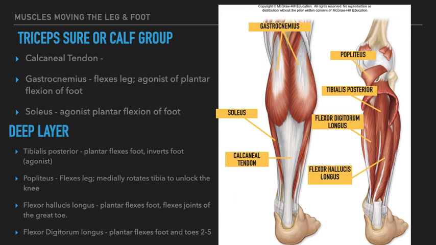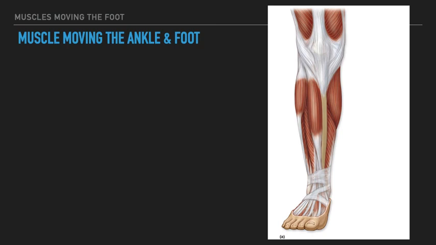And then we have the flexor digitorum longus. This is going to cause plantar flexion of the foot, as well as flexing the other toes. The origin is the posterior-medial surface of the tibia, and it inserts in the distal phalanges of toes 2 through 5. Now moving to muscles on the anterior side.